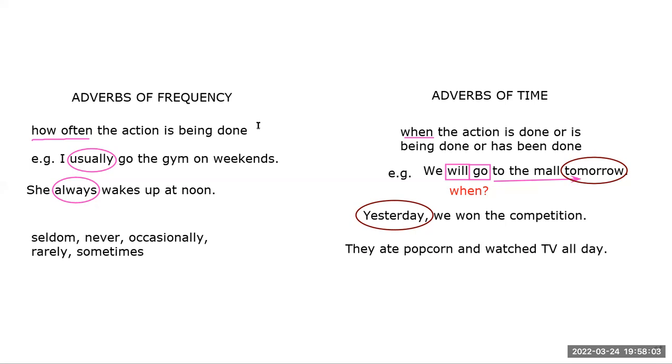Watch. Okay. So we have actually two verbs. We have ate and we have watched. So when did this happen? When did they eat popcorn and watch TV? Well, we actually can say that they did this all day. So all day becomes our adverb phrase.